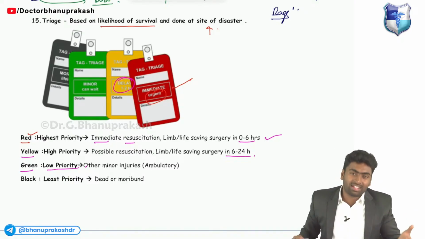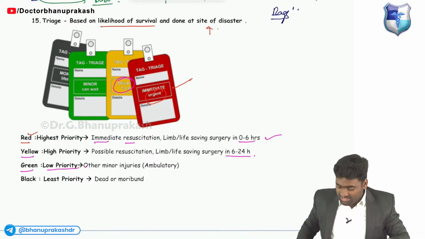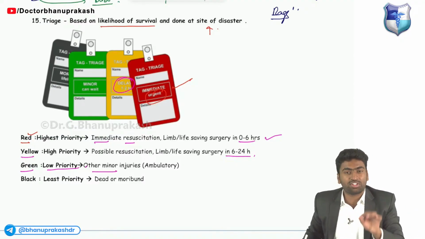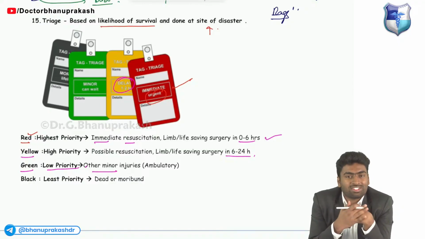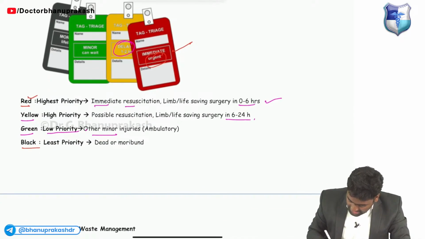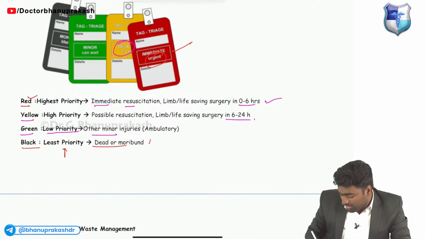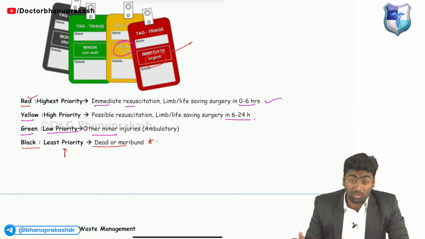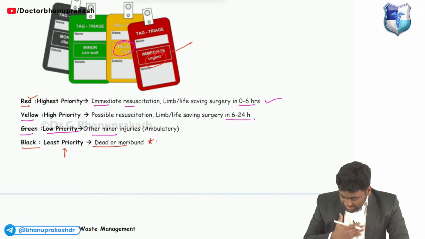But this type of ambulatory cases will come to this green one. Okay, so minor injuries, small crashes, small aberrations will come under this green one. Then about this black one, that is the least priority: the dead or moribund patients. Those who are in a coma, who are dead, who are brain dead, are classified as the black one.